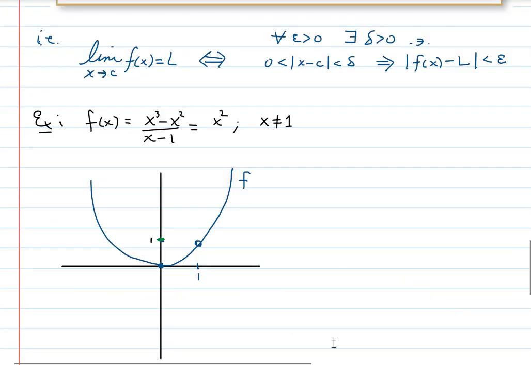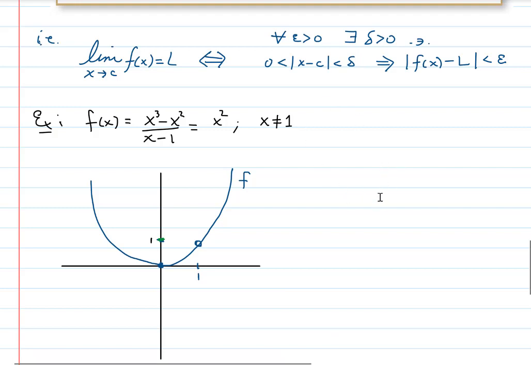All right, so let's look at this example here. This is the first example that we had at the beginning, where we get the parabola, but there's a hole at x equal to 1. So we exclude that from the domain. So let's bring this back and try to apply the actual formal definition here.